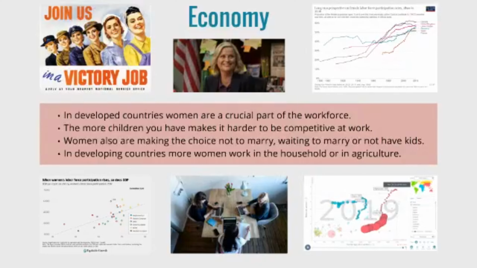In developing countries, we see many more women who work in the household or in agriculture. So there's a much higher rate of women that work in the household in developing countries. And many of them, if they're involved in subsistence farming, which is farming just to feed your family, end up having to work in agriculture to support themselves and their family. So they don't have a job outside of the household because it's farming around the household.